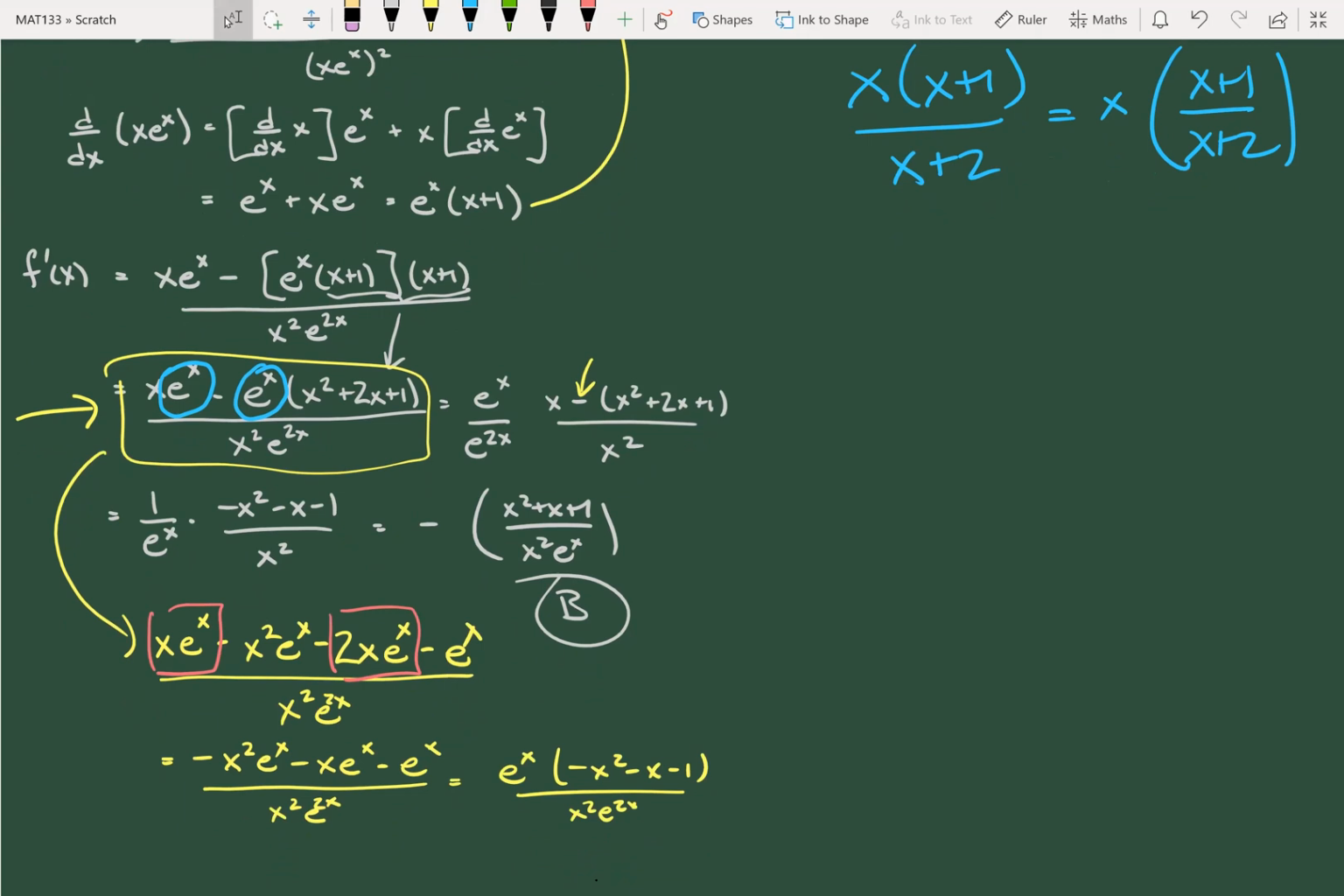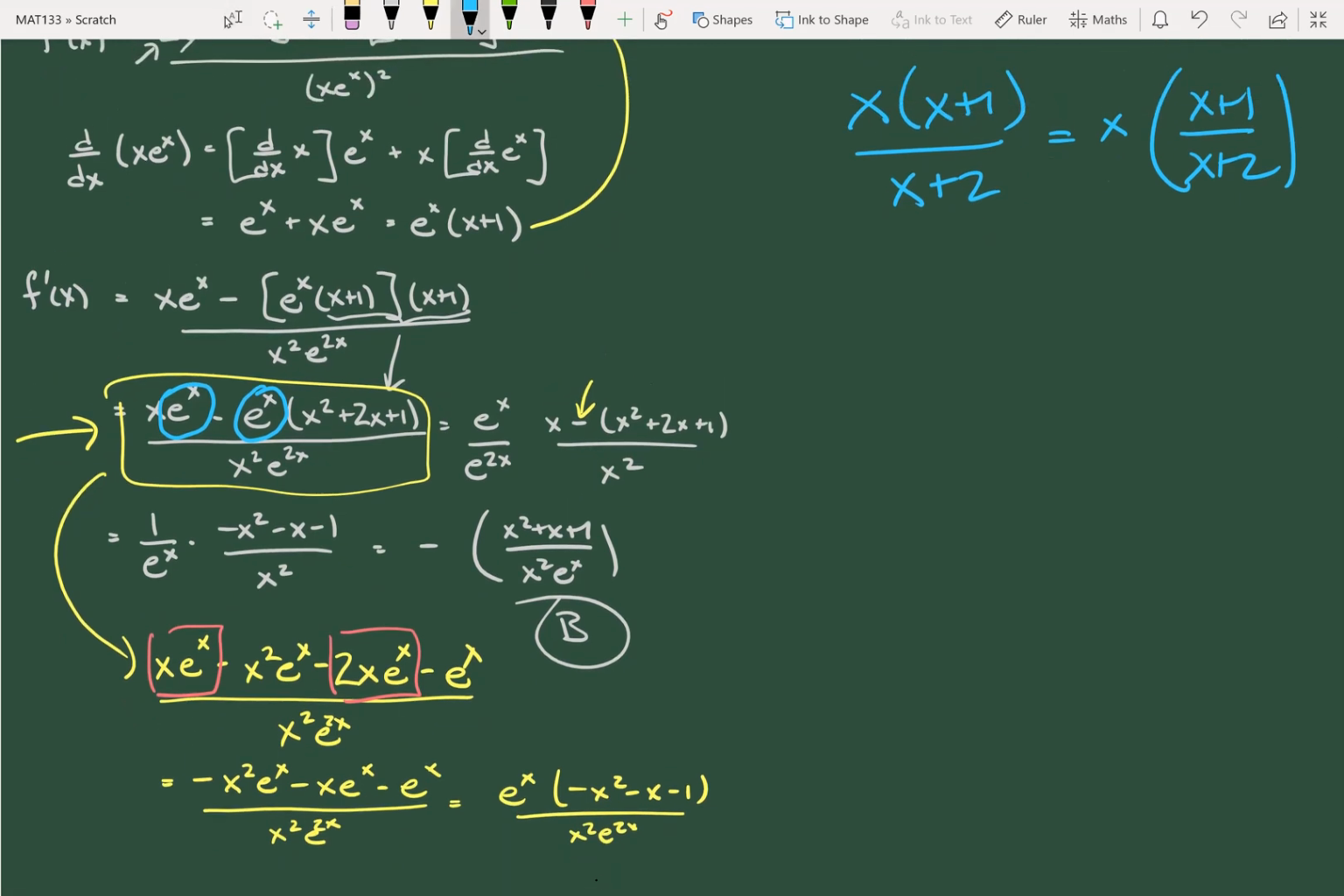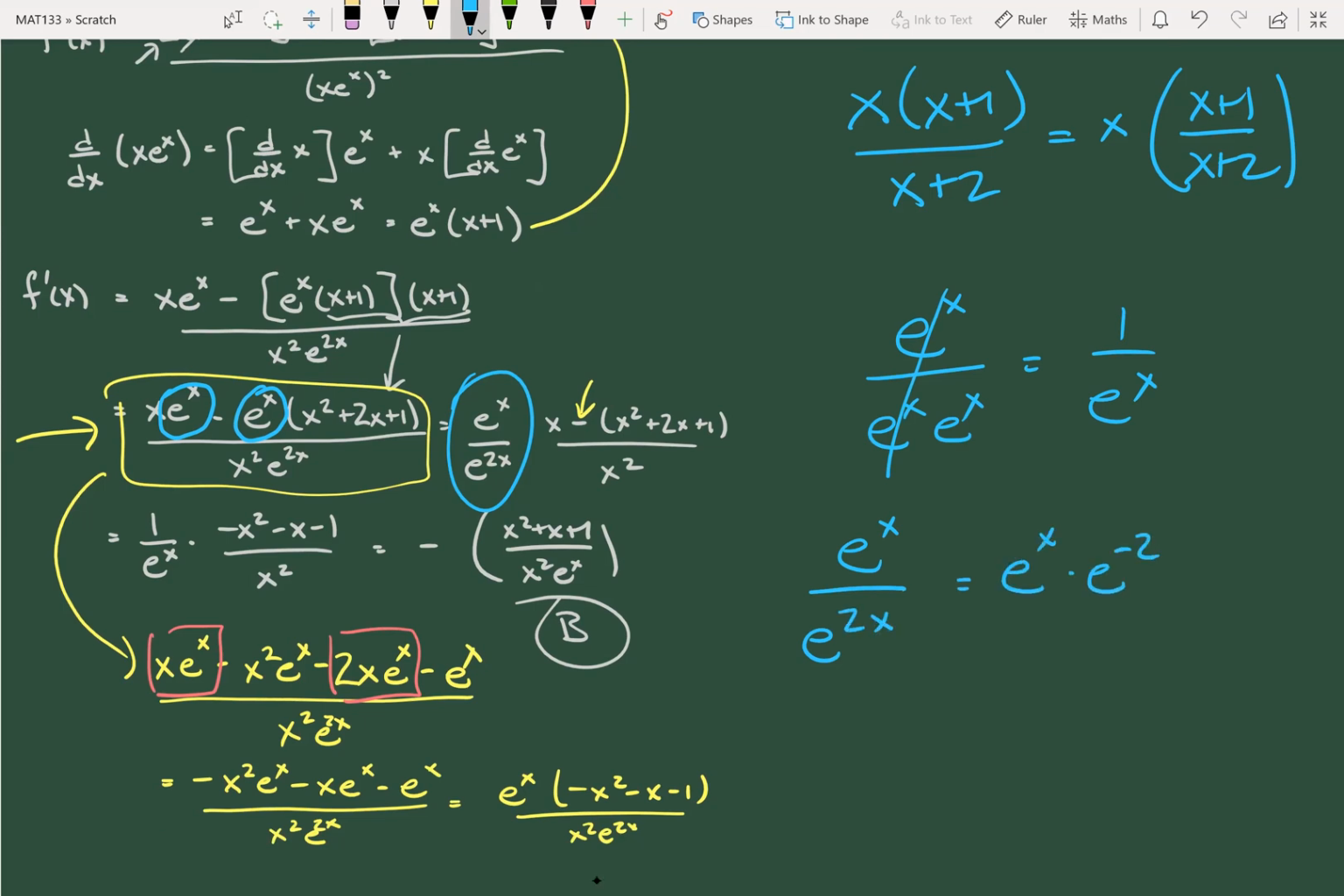Prof, I was just wondering how did e to the power of 2x become e to the power of x? Sure. So you have e to the x divided by, there's a couple ways you can do this. So this is e to the x times e to the x, right? Because it was e to the x squared. So if you do this cancellation, you would get 1 over e to the x. Or you could say e to the x divided by e to the 2x is e to the x times e to the negative 2x. And when you have a common base, you would add their exponents.